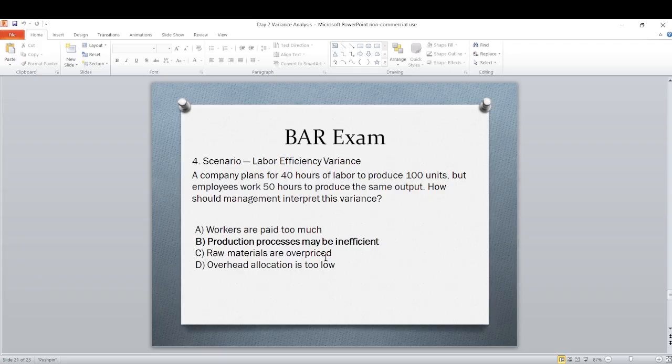Question 4. A company plans for 40 hours of labor to produce 100 units, but employees work 50 hours to produce the same output. How should management interpret this variance? Efficiency variance equals actual hours minus standard hours times the standard rate. The actual was greater than the standard, so that means it's unfavorable. This points to slower work or inefficient processes, not pay rates or materials. So B, production processes may be inefficient.